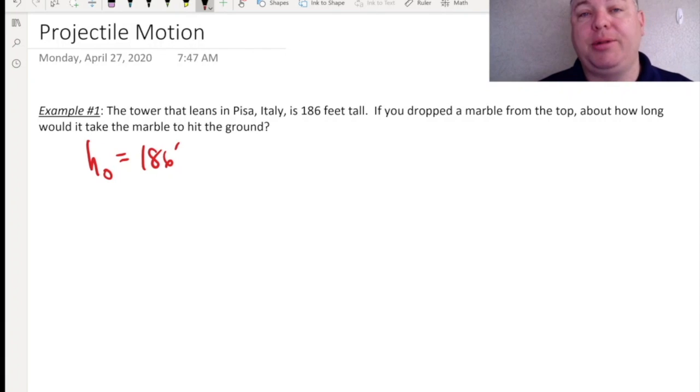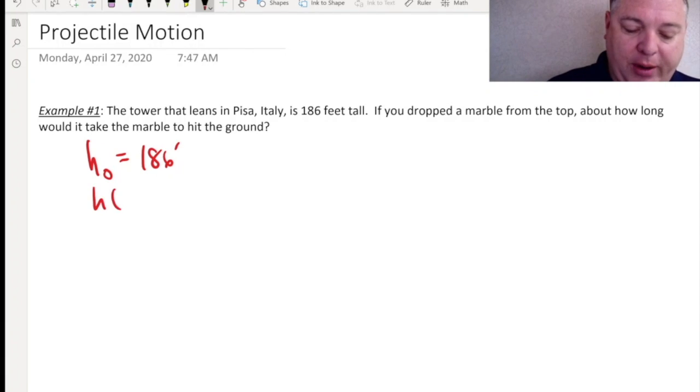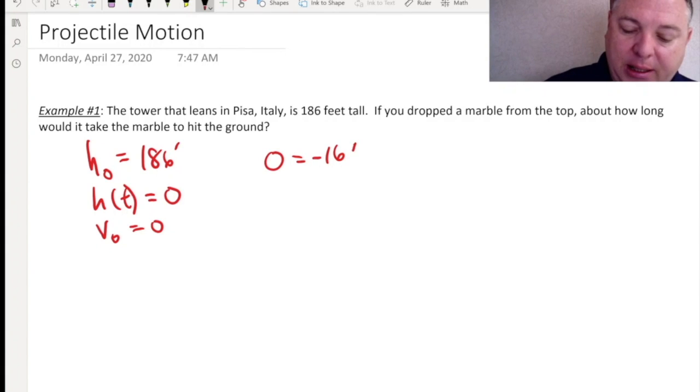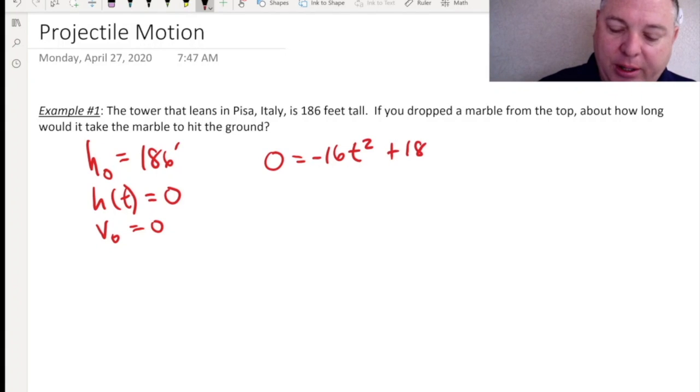We want to know when the object hits the ground. That's the function value, our h of t. That would be 0. The marble's not thrown. It's not tossed up. It's not thrown down. It's simply released, so the initial velocity is 0. Substitute what we have into the quadratic equation. Here's gravity, negative 16. T's for time. There's no initial velocity. And we're starting from 186 feet.